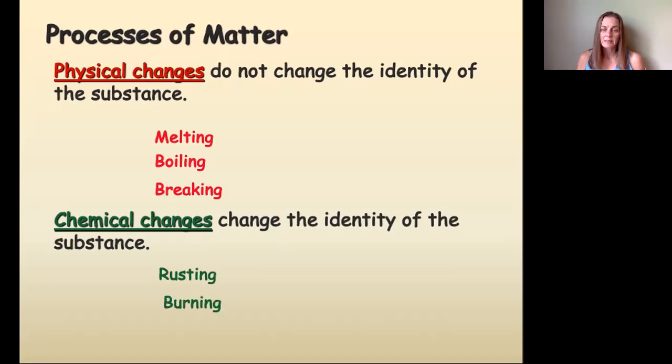So a classic example of a physical change would be if you crack an egg. You can crack the eggshell. The egg and the shell are all still the same matter that was there before. It's simply that the eggshell is broken. But once you cook that egg, that's a chemical change, and that has changed the identity of the egg. It has changed the proteins in the egg.